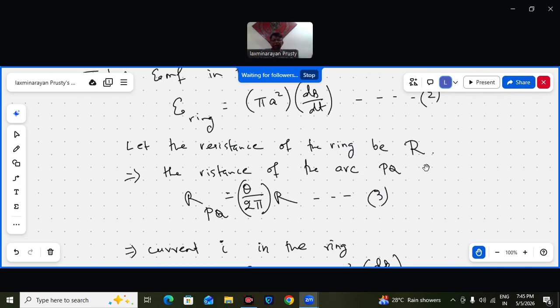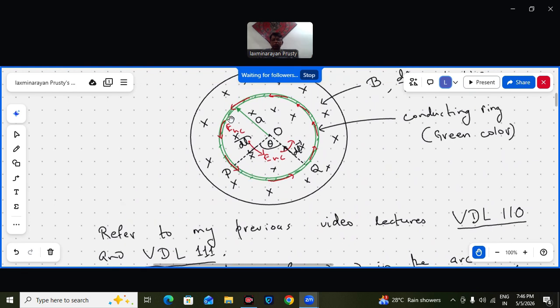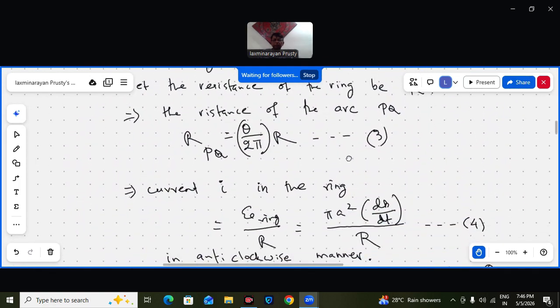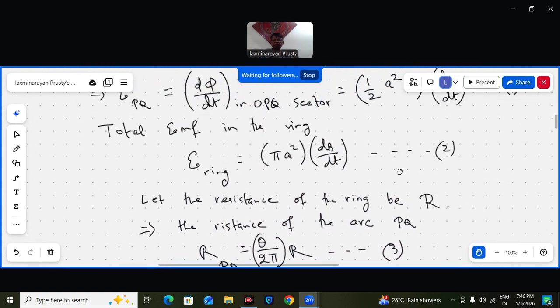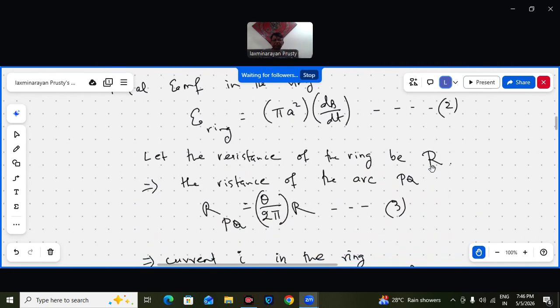So what will be the resistance of the arc? The total length, the total circumference, has resistance R. So what will be the resistance of this arc? It is proportional to the length, because everything else is the same, same cross section, same material. So R_PQ will be theta by 2 pi into capital R. That's it. So the current I in the ring will be how much? Total EMF in the ring divided by total resistance R.